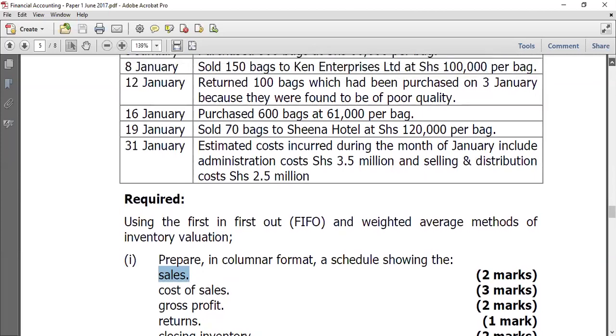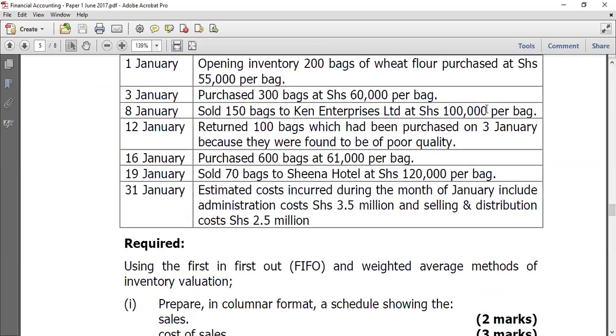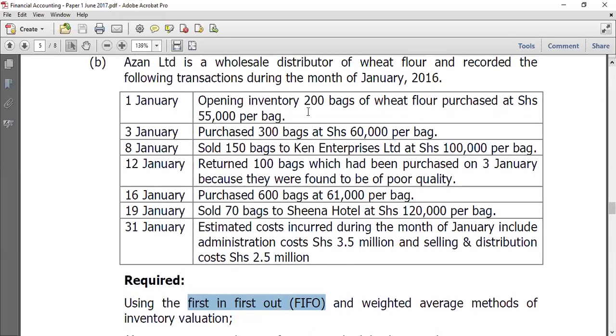So let's first close our eyes on this 100,000 because this is the sales figure. Now, let's just first use the approach of FIFO. If we are using FIFO, I want us to ask ourselves, which of this inventory do we actually sell? Because remember, we started with 200 bags, we purchased 300 bags, and we now are selling 150 bags.